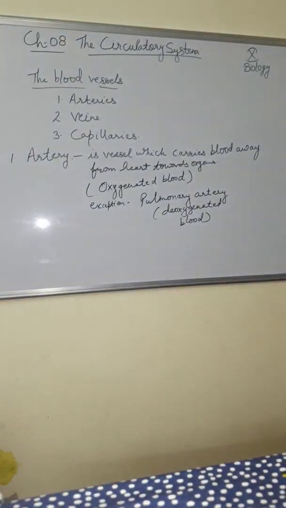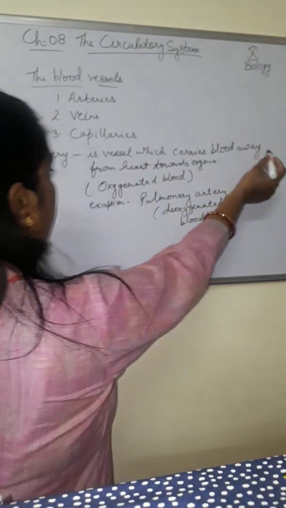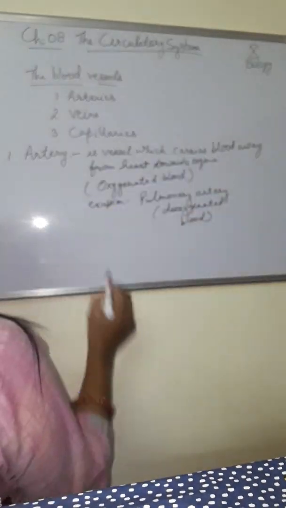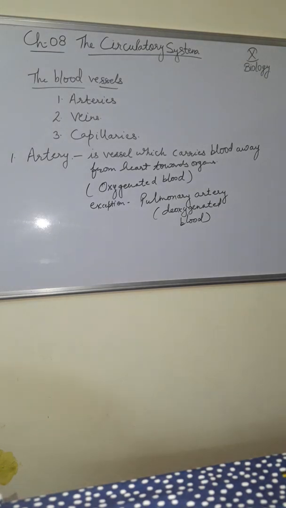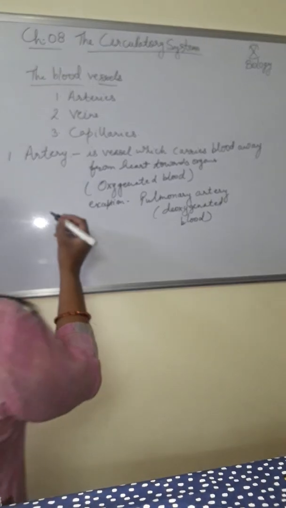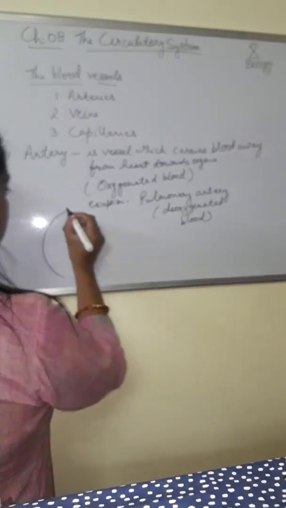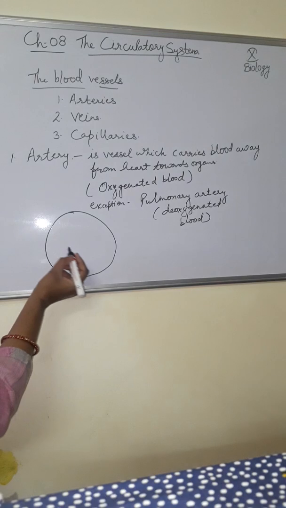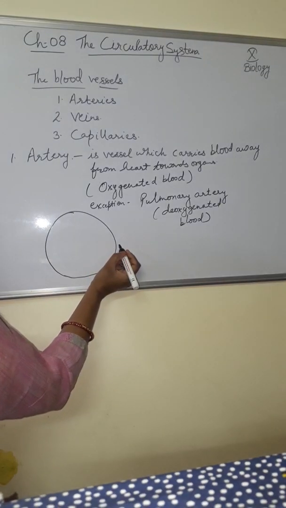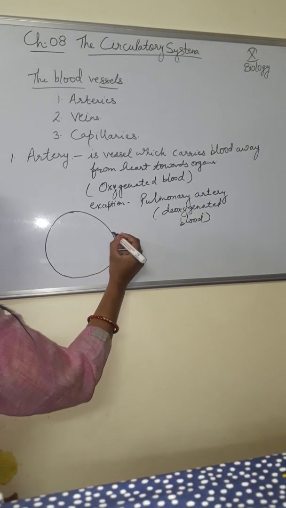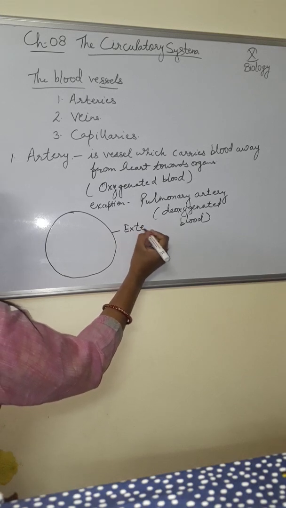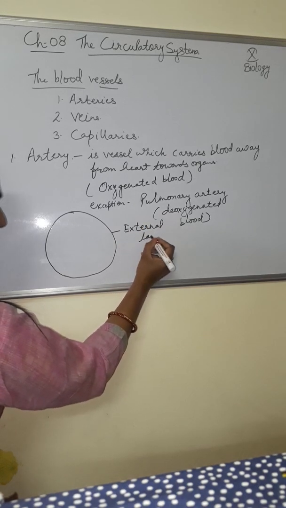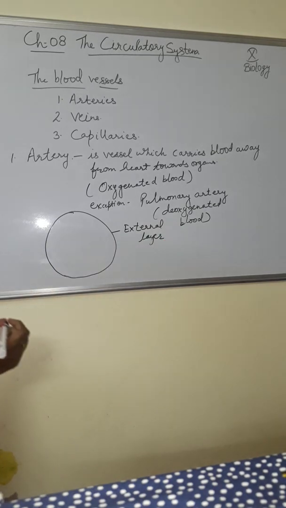Okay. Now artery is a vessel which carries blood away from the heart towards organs, and it carries oxygenated blood. One exception, that is pulmonary artery. It carries deoxygenated blood. See the structure of the artery. See here. Round structure. External layer is called connective tissue. This one is external layer made up of connective tissues.